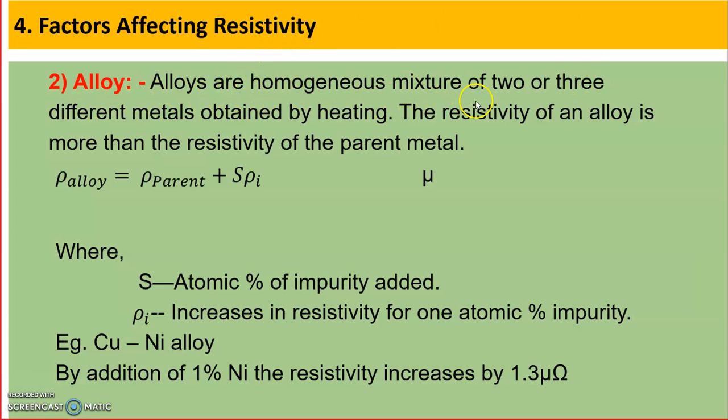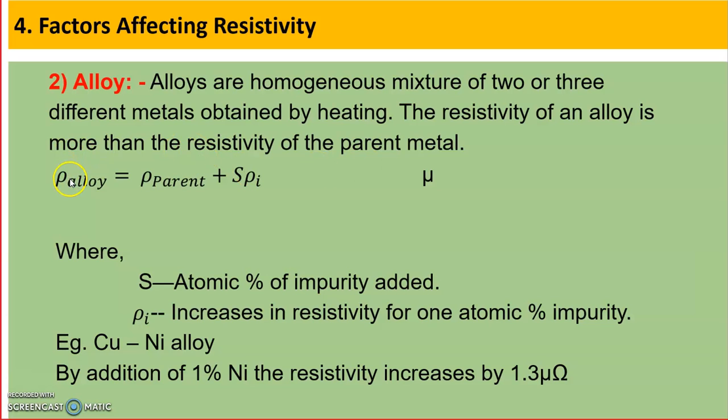So alloys are homogeneous mixtures of two or three different metals obtained by heating. If you want to make an alloy of silver or an alloy of copper, how will you prepare that alloy? You will take two, three metals, mix them, and make a homogeneous mixture by heating, that means melting. That is called an alloy. But the resistivity of an alloy is more than the resistivity of the parent metal. Suppose you are making an alloy of copper, the resistivity of the copper alloy will be higher than copper. If you make an alloy of silver, the resistivity will also be higher.